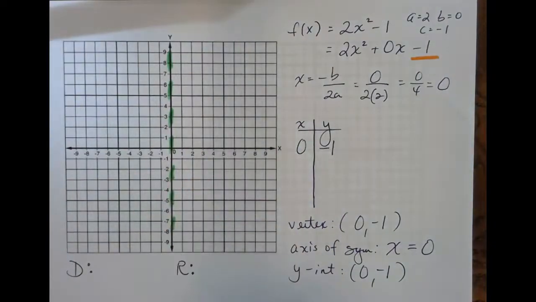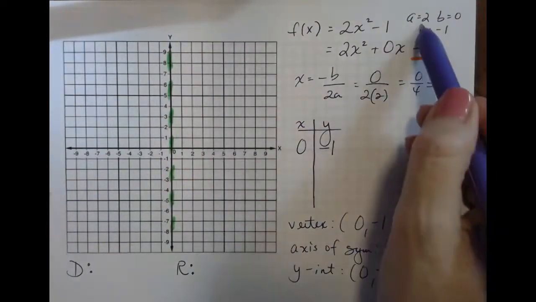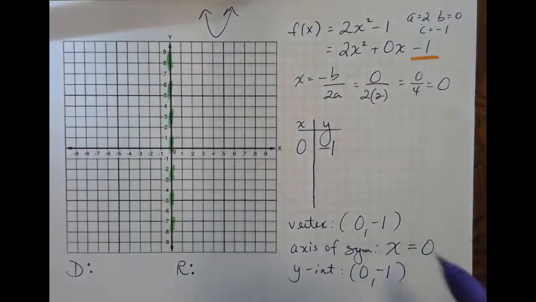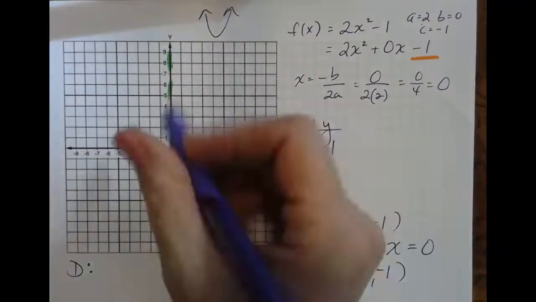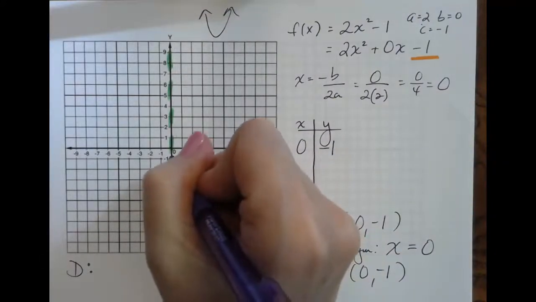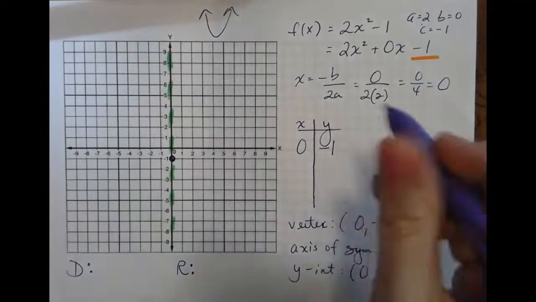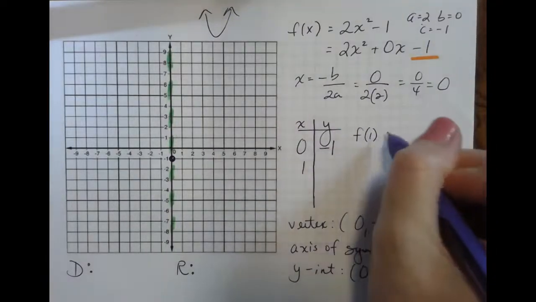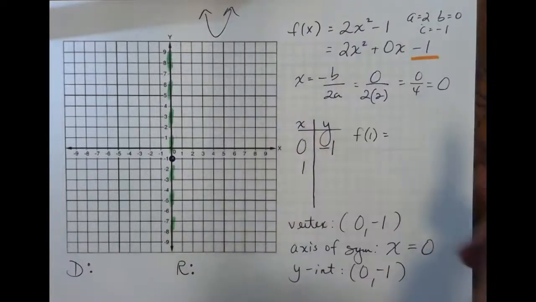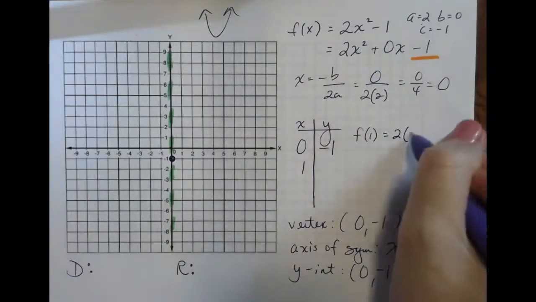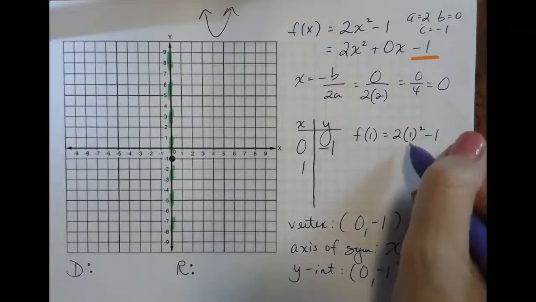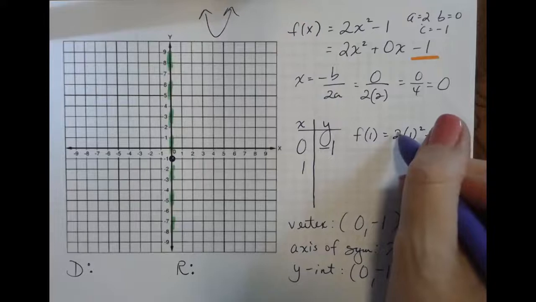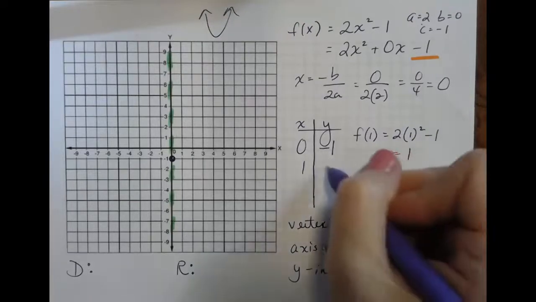My parabola is going to open up because A is positive. So let's choose some more values here. Let's plot this one over 0, down 1. There's the vertex. So let's plug in 1. What is f of 1? F of 1 is, and you can just put it into the given function, 2 times 1 squared minus 1. Remember to follow order of operations. 1 squared is 1 times 2 is 2. 2 minus 1 is 1.